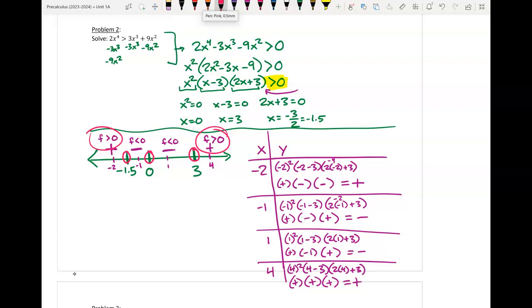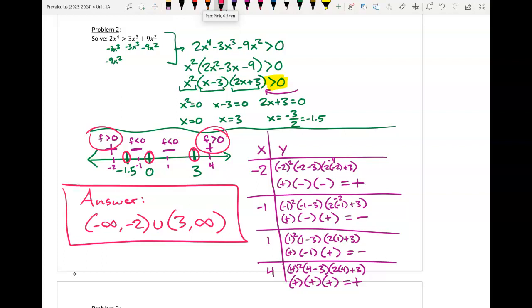So I'm just going to say answer. Here is going to be the intervals from negative infinity to -2, not including 2, union, and then jumping all the way over to 3 to positive infinity. And that would be our answer for that one.